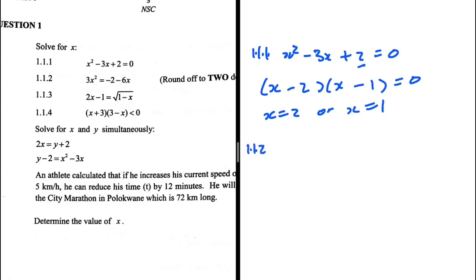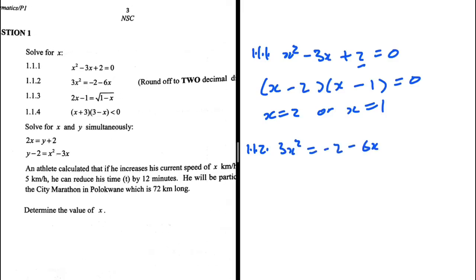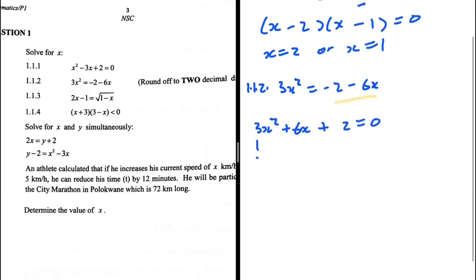So 1.1.2, we have 3x squared equals minus 2 minus 6x. We're supposed to round off our answer to 2 decimal places. Obviously, we are going to use the quadratic formula here. But we still need to take minus 2 and minus 6x to the left-hand side, so we get 3x squared plus 6x plus 2 equals 0. Should be easy to see that a is 3, b is 6, and c is 2.